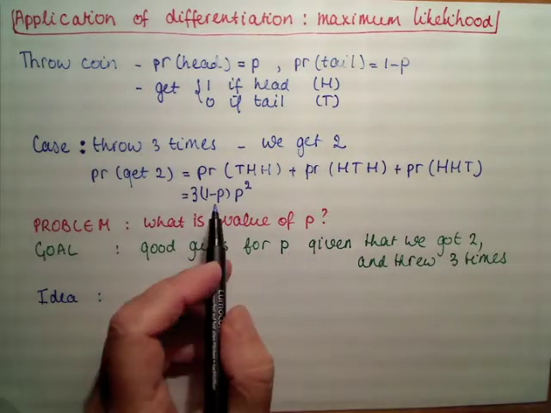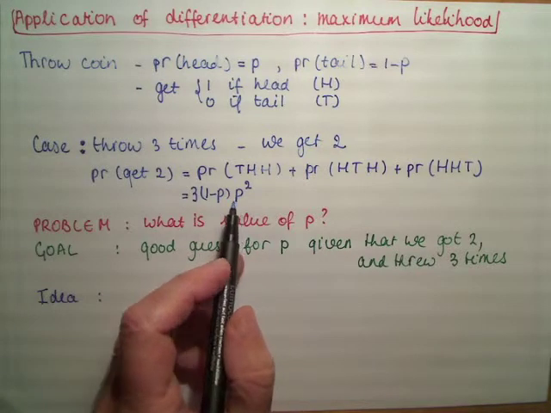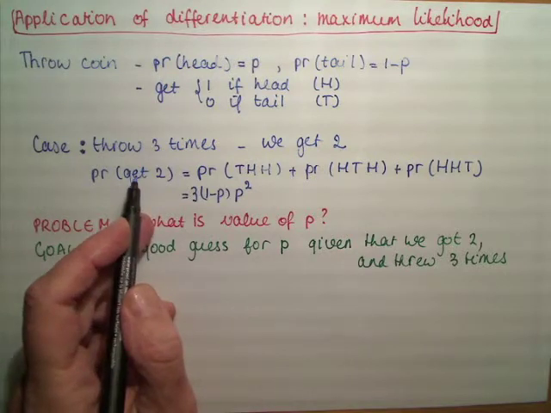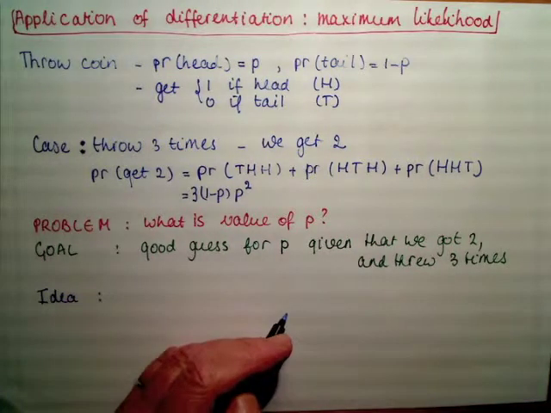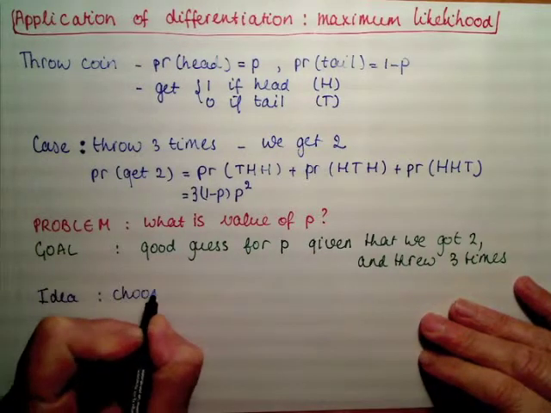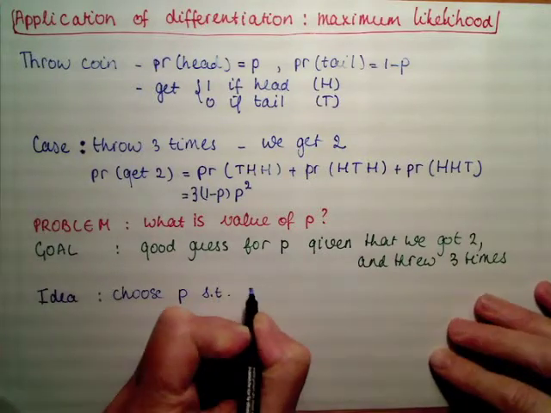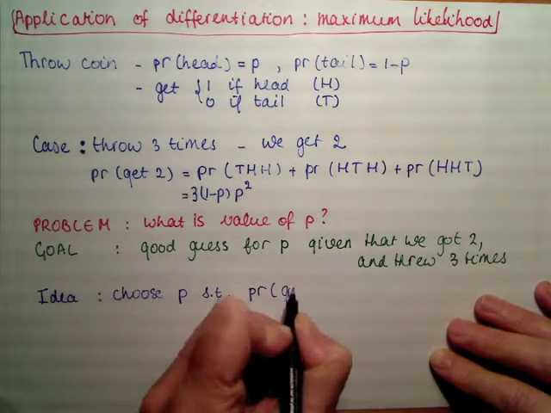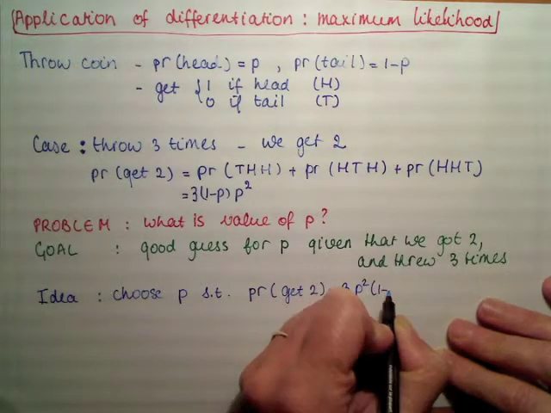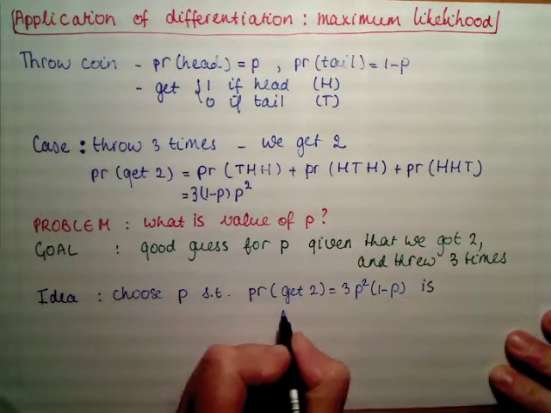apparently, well, we might think that the right p is the one that maximizes its probability, since we got it. Since we got 2. So we choose p in such a way that the probability of getting 2 in 3 throws, which is this expression, is maximum.